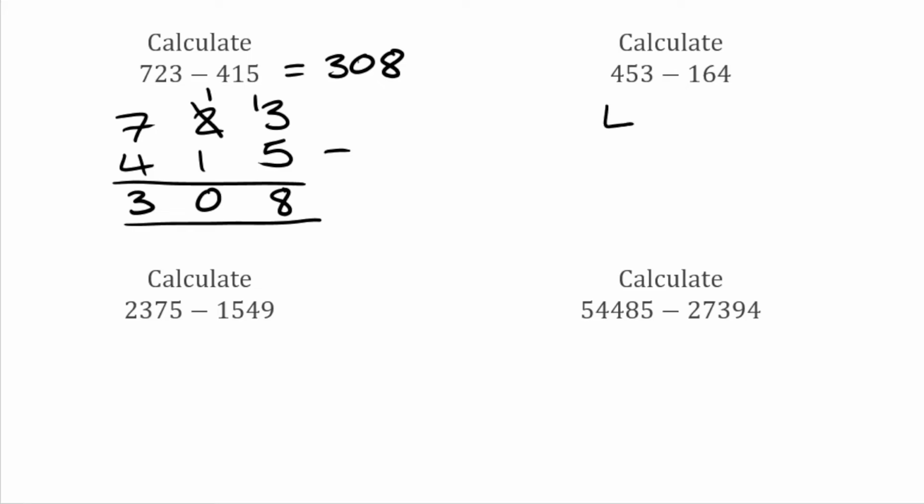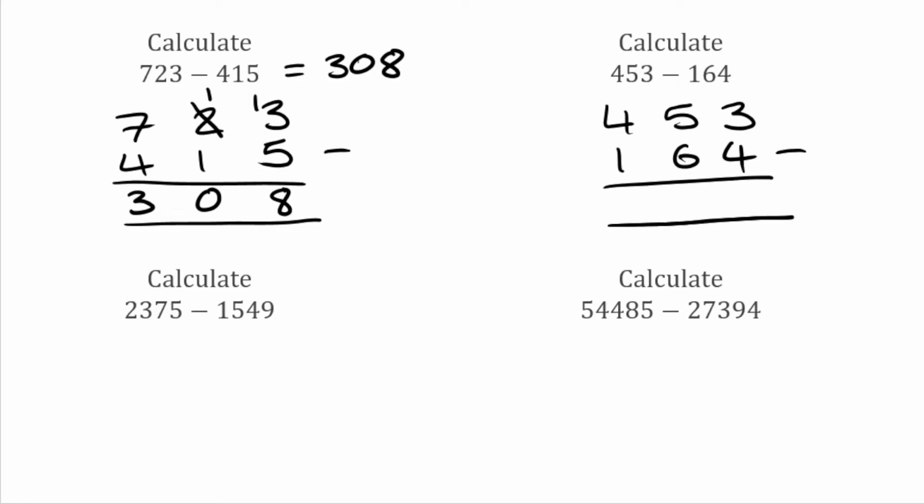Moving along, we have 453 take away 164. So to begin with, I have 3 take away 4. That would actually give me a negative. So I'm going to borrow 1 from the 5, so that becomes 4. So now I've got 13 take away 4, which is 9.